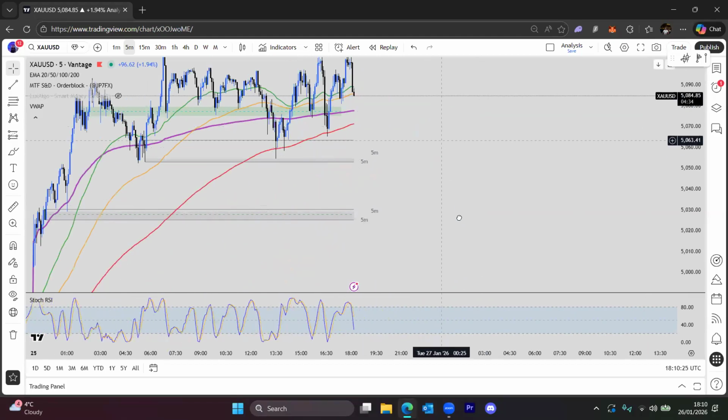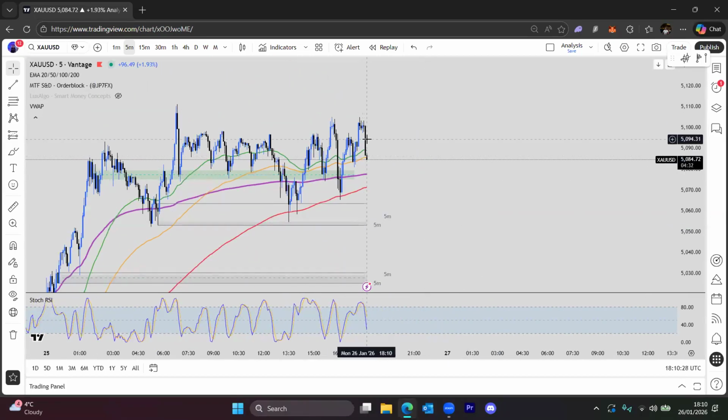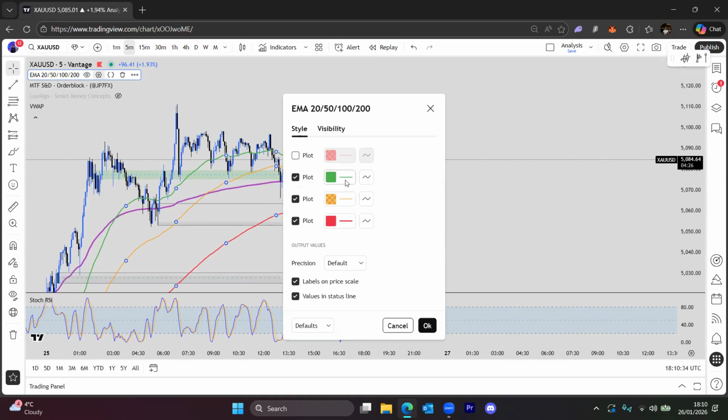So if we look at this 5 minute chart, each candlestick counts as, obviously, one candlestick. And if you look at my settings for my EMA, I've got these three: the 50, the 100 and the 200. If I turn on this one, it would give me the 20 as well. I don't personally use the 20. If you do want to use a lower EMA, I would use 21 rather than 20. It just is better, but I don't use that.